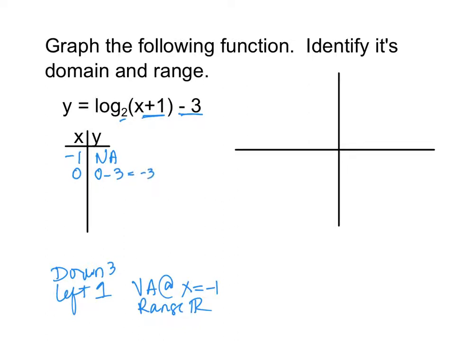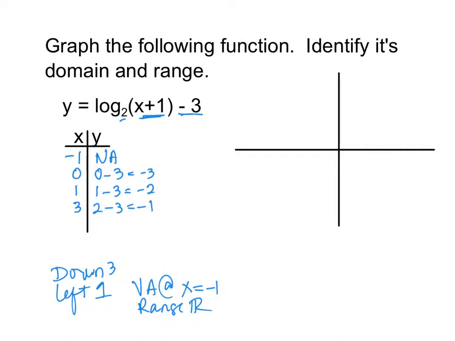Let's put in a 1. If we put in a 1, we get 2 for the argument. So 2 to what power is 2? The answer is 1. We have to subtract 3, and we get -2. Now, I could put a 2 in there, but then I'm going to say 2 to what power is 3? Well, I'm not interested in that. So I think it would be better to do perfect squares. So I'm going to put in a 3 next, because that makes 4 here. So 2 to what power is 4? It's 2. Subtract 3, and you get -1.